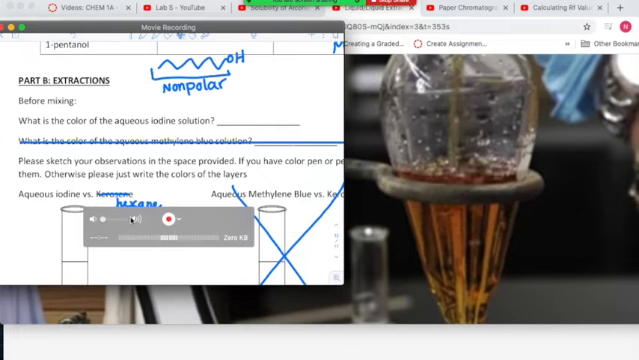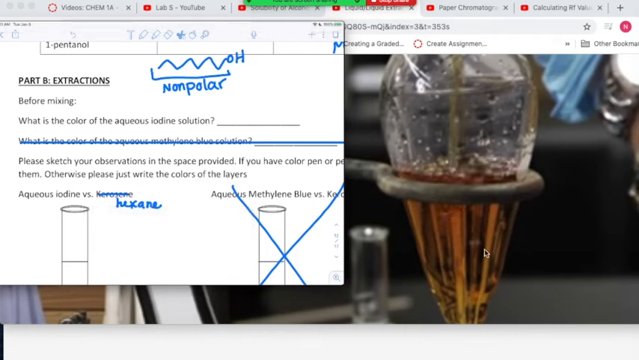But go ahead and write down the color that you see on the screen. So some of you might see that as brown, some of you might see it as orange or kind of a gold color. All right, any questions so far about this aqueous iodine solution? So the first thing we have is iodine just dissolved into water.